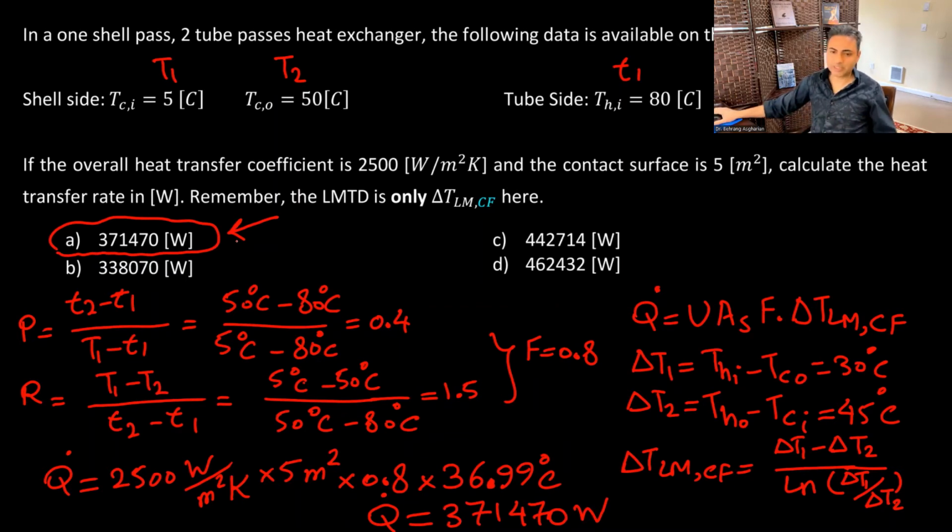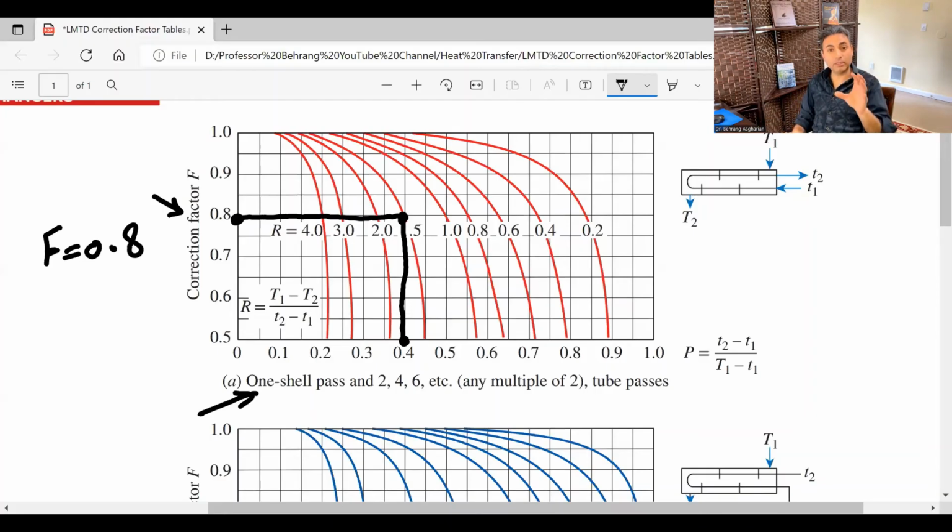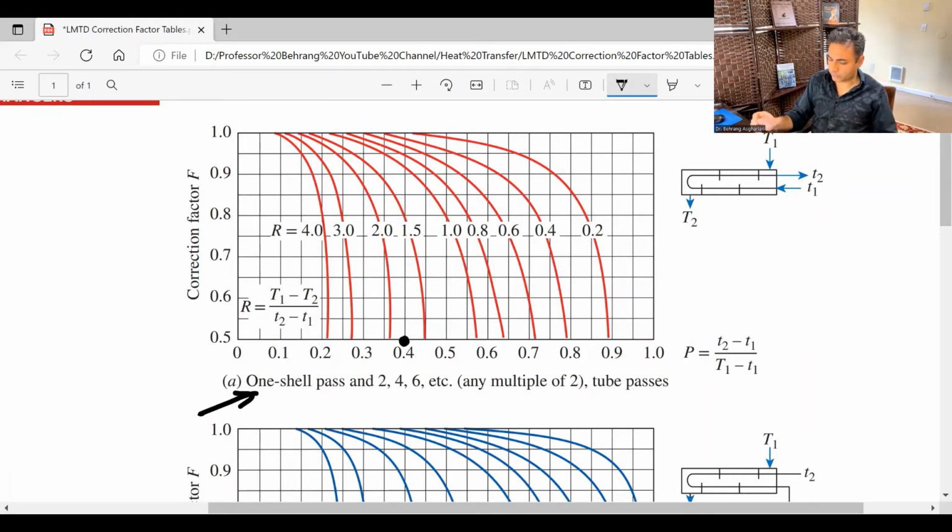Here, the question is that if we take a look at the graphs that we had, it's not always the case that you find the value of P a really nice value like 0.4, and the value of R 1.5, just like the case that we had here. So we get a really nice case where I directly calculate the correction factor to be exactly 0.8, right? That's usually not the case.